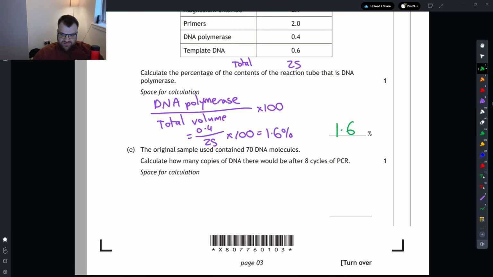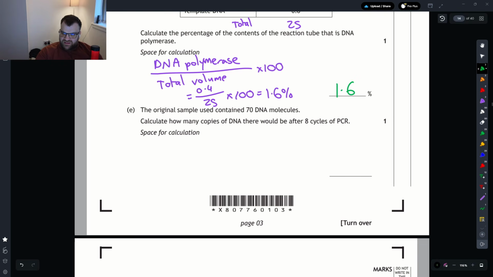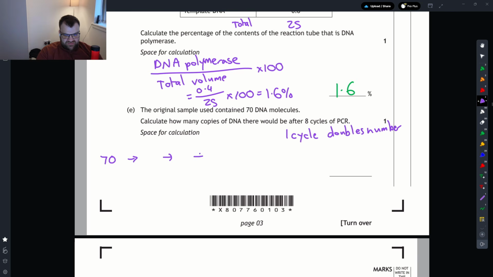And this one, they are asking us how many copies there would be after 8 cycles. 1 cycle doubles the number. So we have 70, to do 8 cycles. So first, second, third, fourth, 5th, 6th, 7th, 8th. Careful here that the cycles are the arrows, not the numbers that we want to put in. So we can just take our calculator and we can just double it every time.